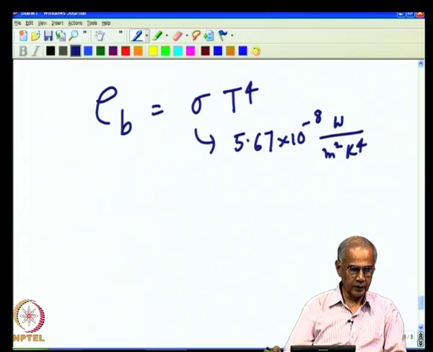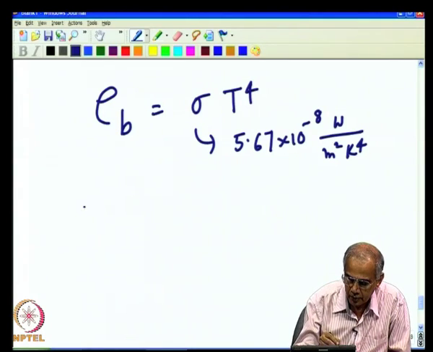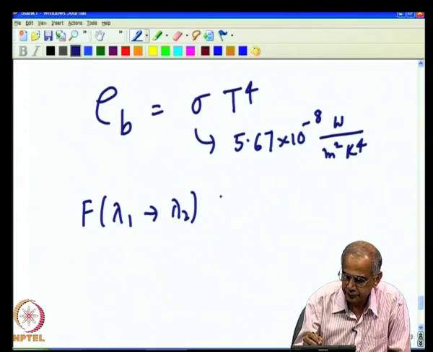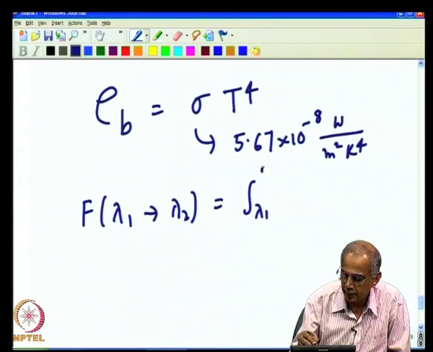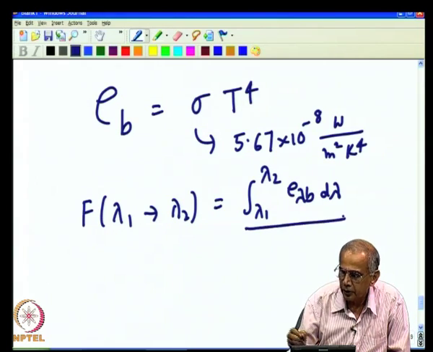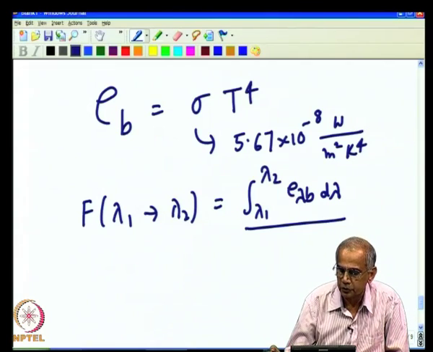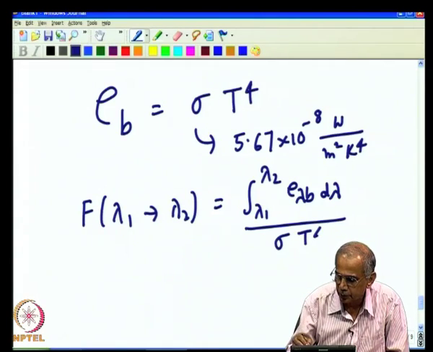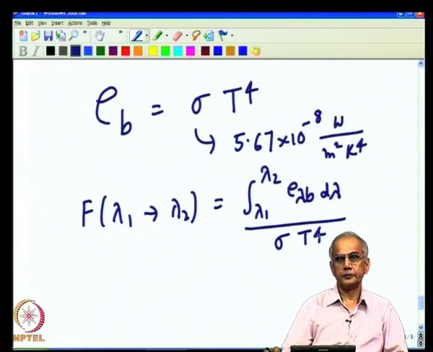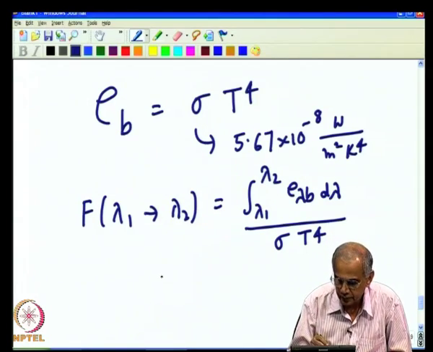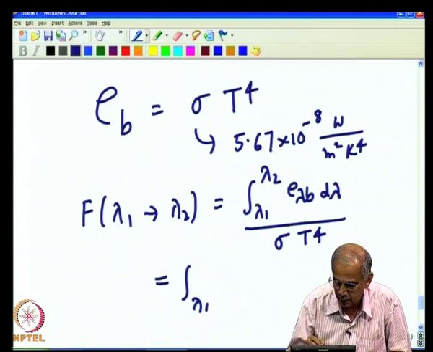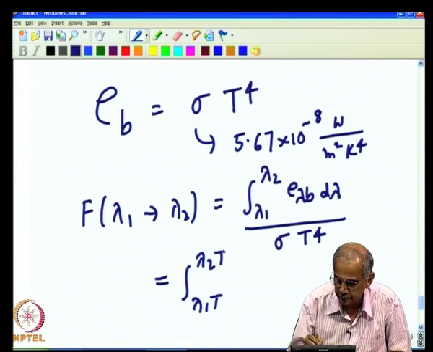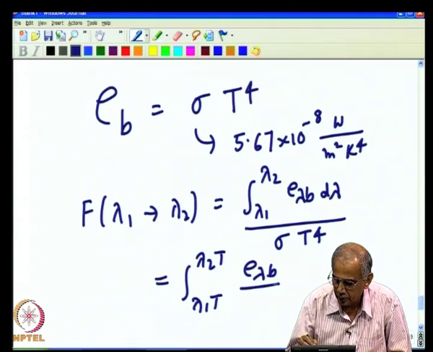So, now having done this, we go back to our expression: how much radiation lies between two wavelengths. We can write this as integral from lambda 1 to lambda 2 of E_lambda b d lambda. In the denominator was 0 to infinity, that comes out now as sigma T to the power of 4. Now, this can be simplified a little bit by writing this as integral from lambda 1 T to lambda 2 T of E_lambda b by sigma T to the power of 5 d lambda T.